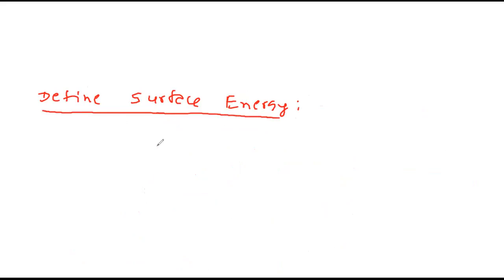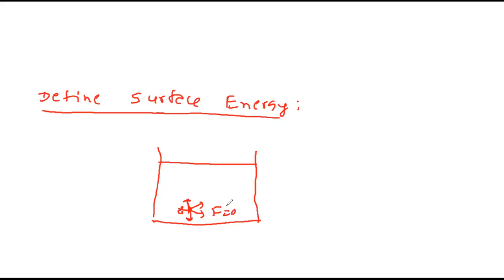Define surface energy. If we take liquid, obviously in a container such as a glass, then molecules which are inside will be acted upon by similar forces from all the sides, which is called cohesive force. So the net force acting on this will become 0. It will be free to move. Free to move means it has only kinetic energy.